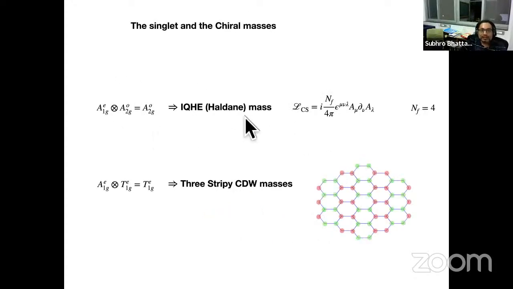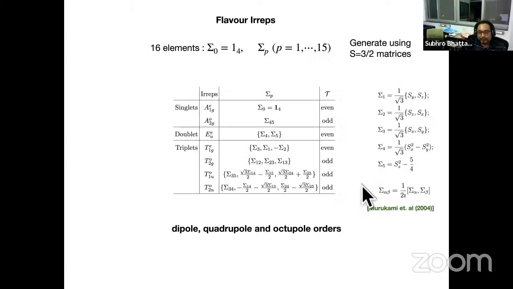So the singlet mass is, of course, the Haldane mass or the Chern mass, and it gives rise to an integer Chern insulator, whereas this triplet mass consists of these 3 stripy charge density wave masses, unlike graphene. I have drawn one of them, where the greens are the positive charge densities and the reds are the negative charge densities, or vice versa. You see that it has this stripy type of pattern. There are 2 other members, which are obtained by rotating this picture by 2π/3.